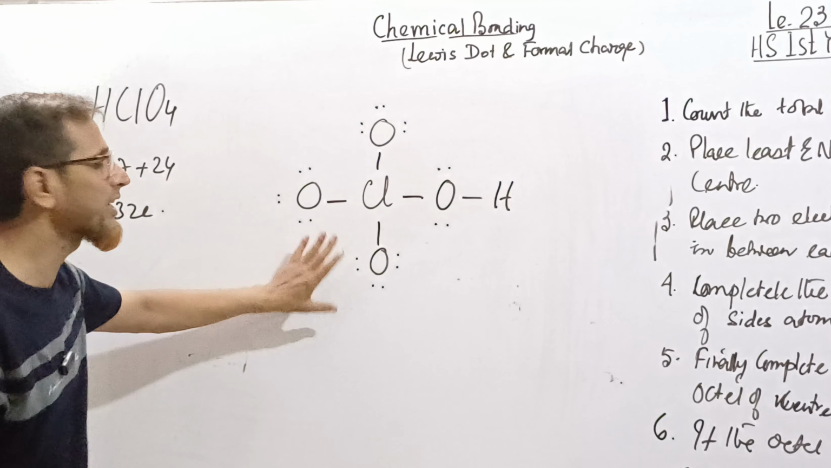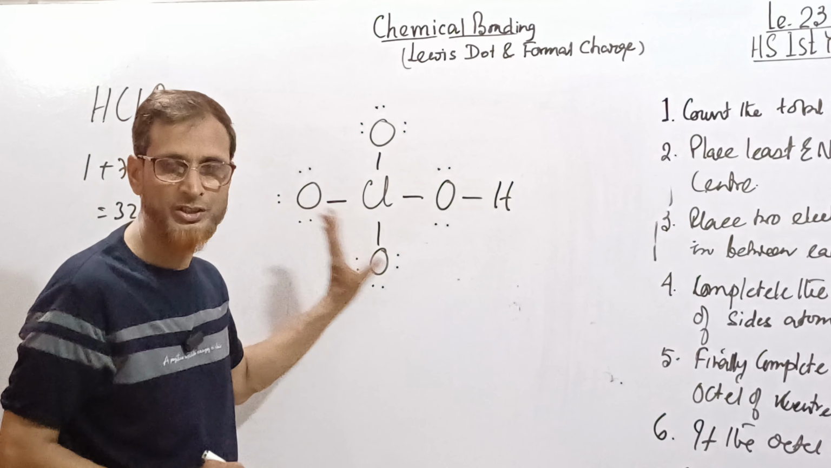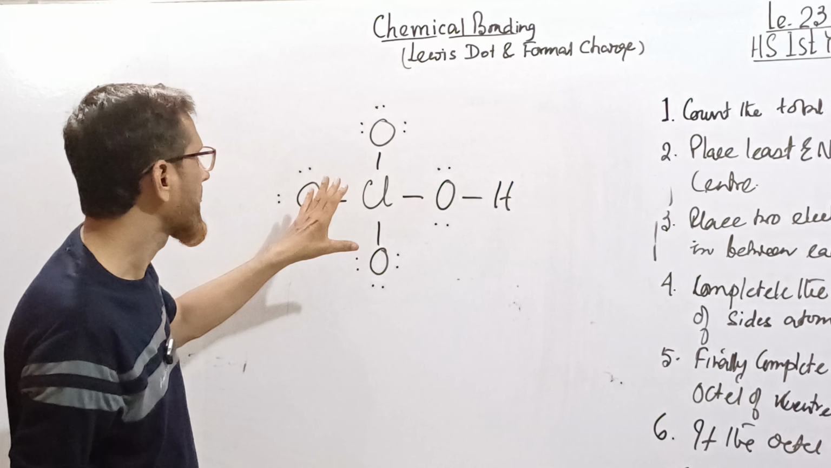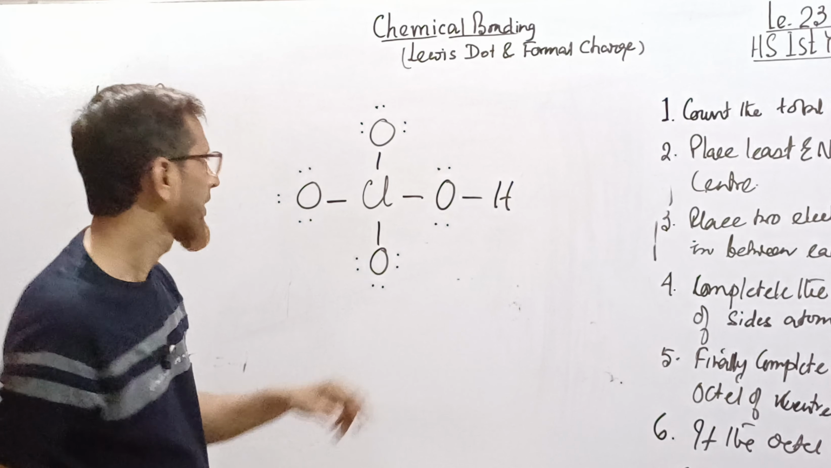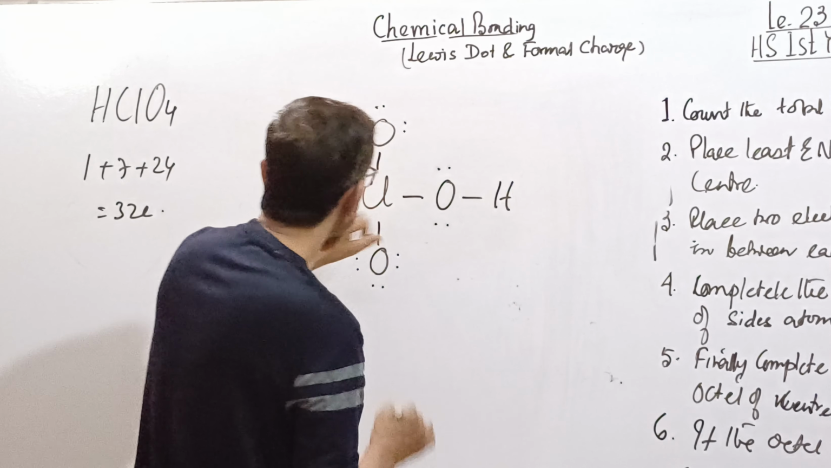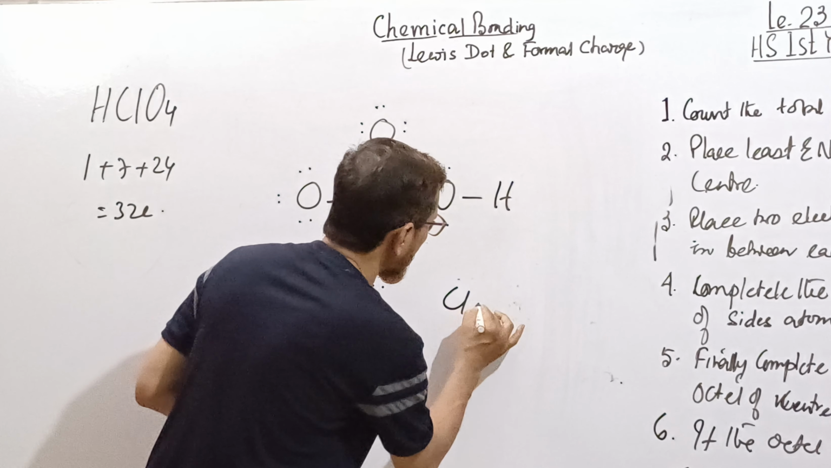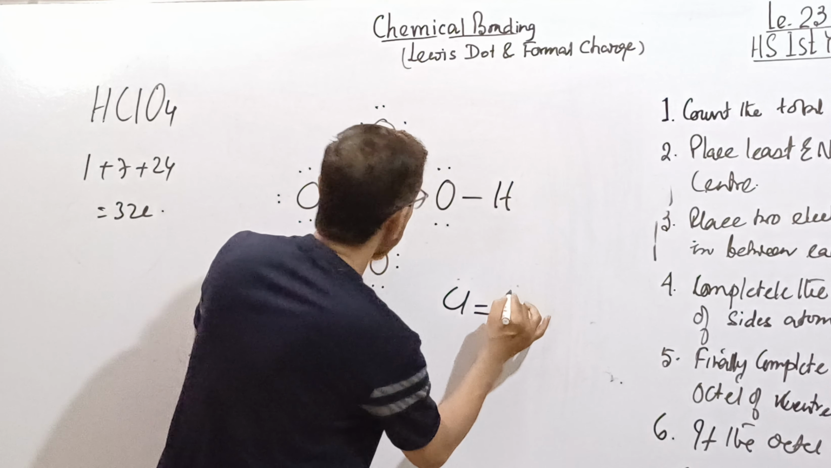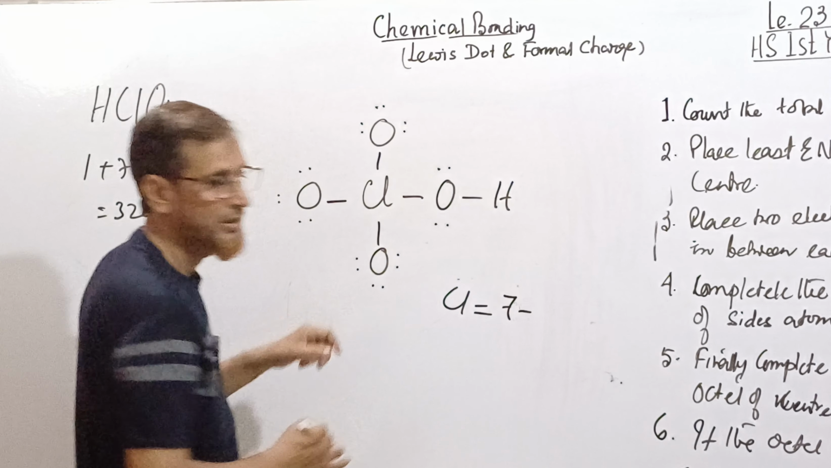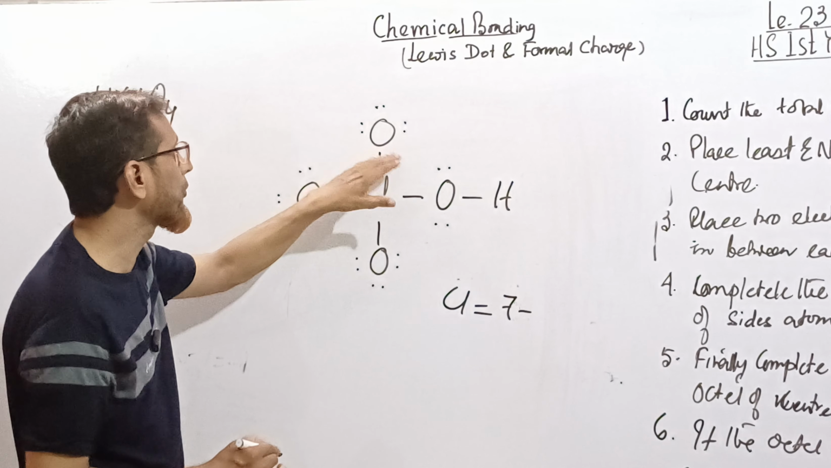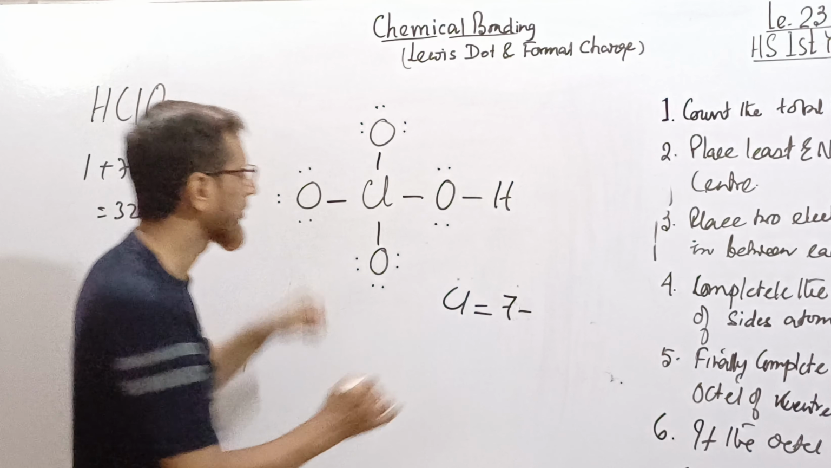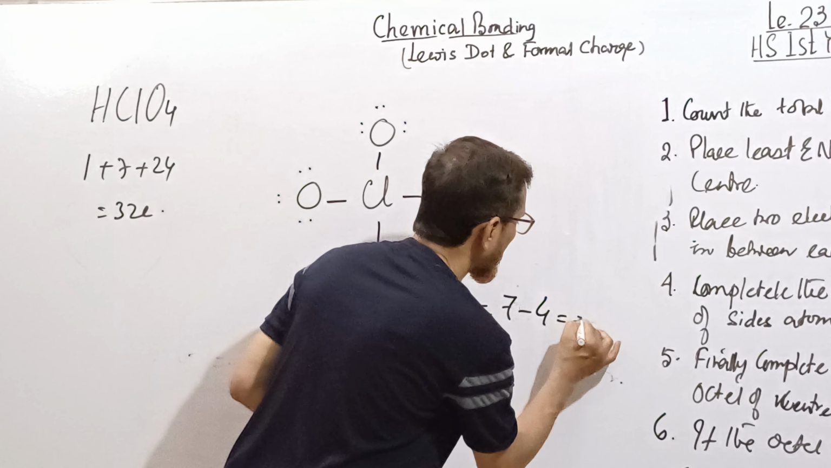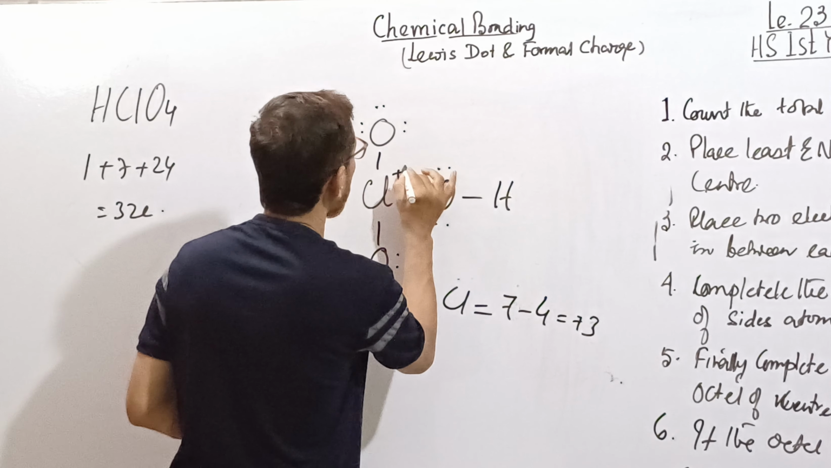Now whether this is the correct or original structure, a good Lewis structure, let us check. Find the formal charge of chlorine. Formal charge of chlorine equals valence electrons minus number of lone pair electrons, no lone pair on chlorine, minus bonds. How many bonds? 1, 2, 3, 4. So you are getting plus 3. Follow this minutely.